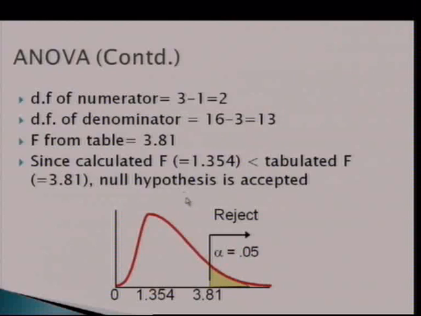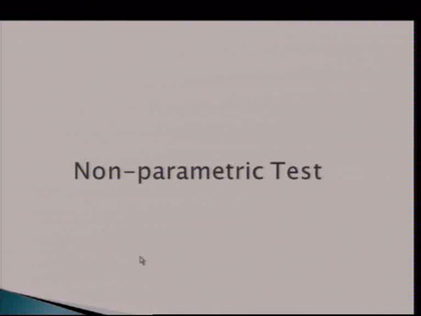If we sketch the F graph here, this is our rejection region, alpha equal to 0.05, where the critical point is 3.81 from the table. Our calculated value is 1.354, which is in the acceptance region. So we accept the null hypothesis.